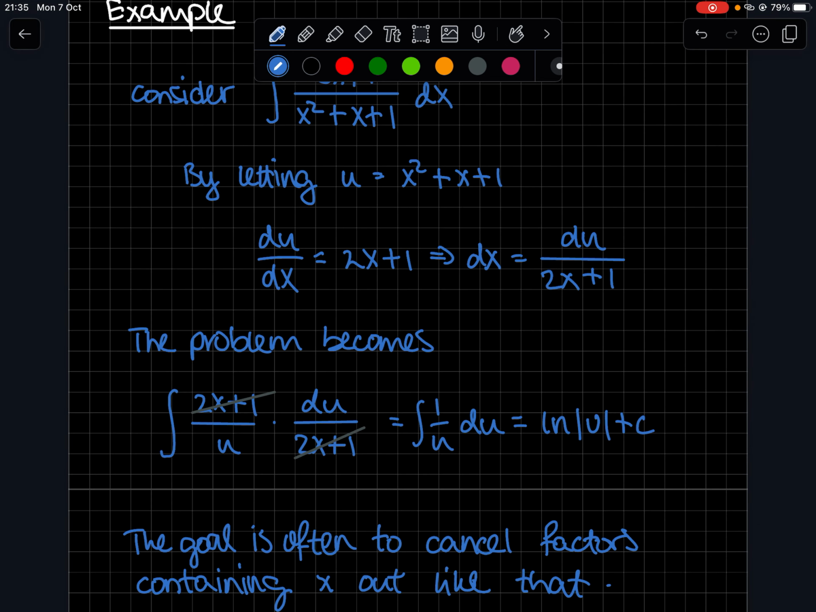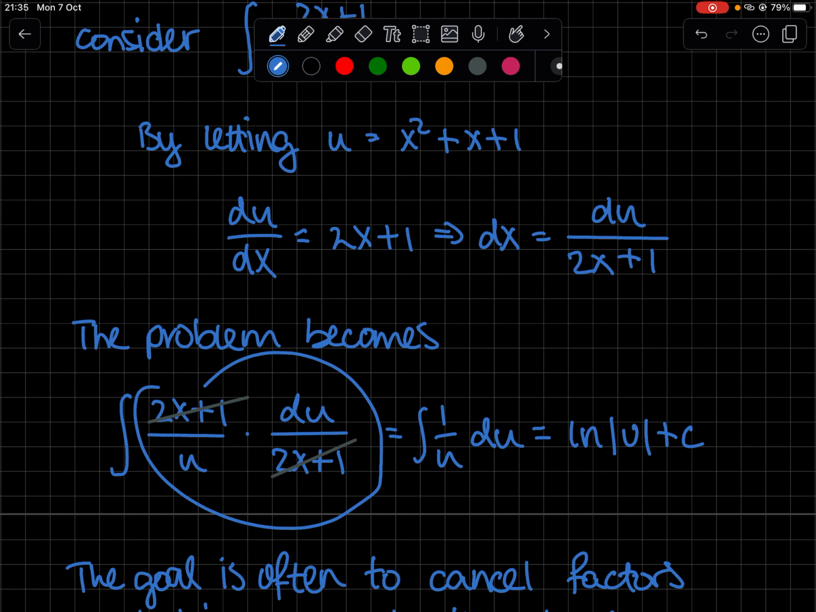And the 2x plus 1's can cancel out. And that's a perfect way to get rid of all the x's, because we can only have one variable in the integral.